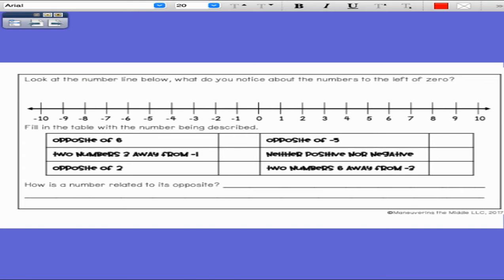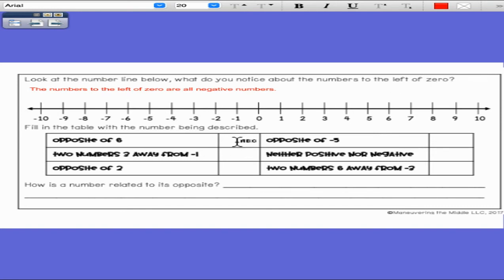What do you notice about the numbers to the left of 0? Now make sure we're always writing in complete sentences. What do you notice about the numbers to the left of 0? So remember, right, left. If you don't know how to do this, look here at the end, I'm restating the question. The numbers to the left of 0 are, and what are they? All negative numbers. So everything to the left of 0, this direction, always is going to be negative.